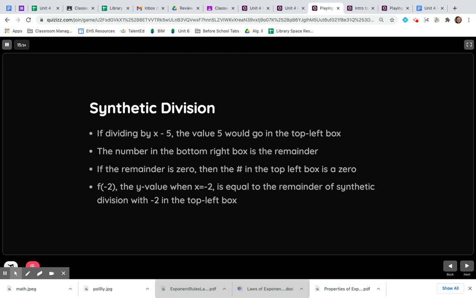If it's not 0, then whatever value there is in the remainder, it's equal to what we call f of that number. So if you were plugging in -2, whatever answer you get for the remainder is what you would get if you plugged in x equals -2 into the equation, which is actually easier to do in synthetic division because polynomials get really complicated to type everything in.